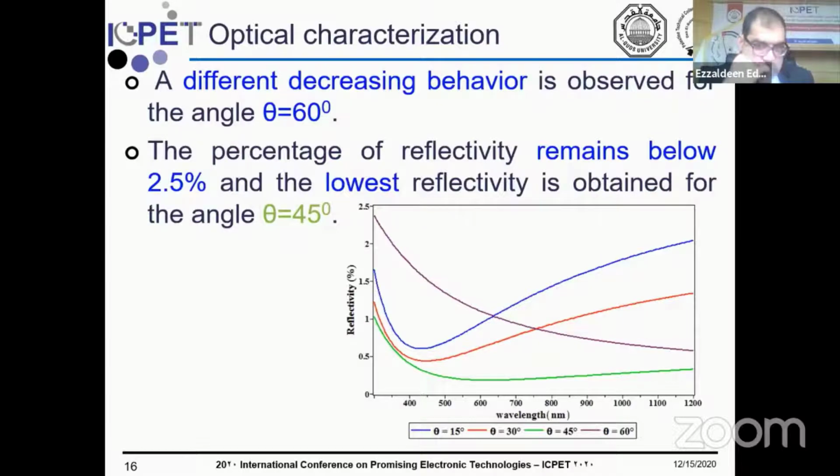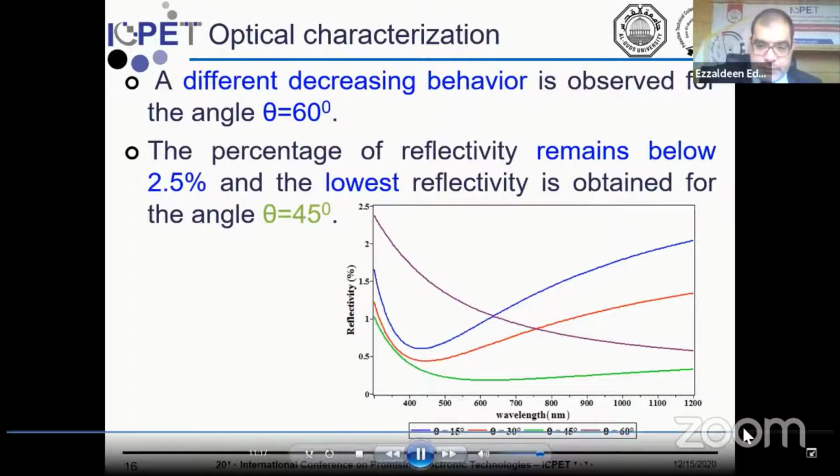Here we have some results. We plot the reflectivity versus the operating light wavelength. We found a different decrease is observed for the angle theta equals 60 degrees. The percentage of reflectivity remains below 2.5%, and the lowest reflectivity is obtained for the angle theta equals 45 degrees.